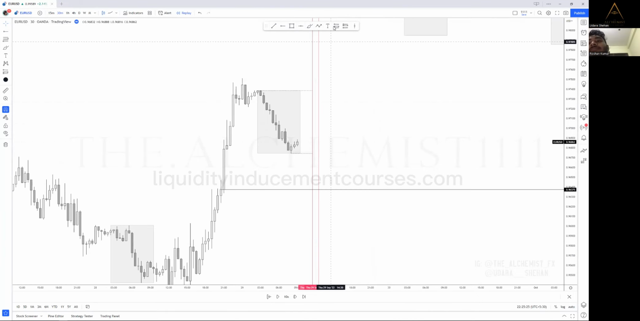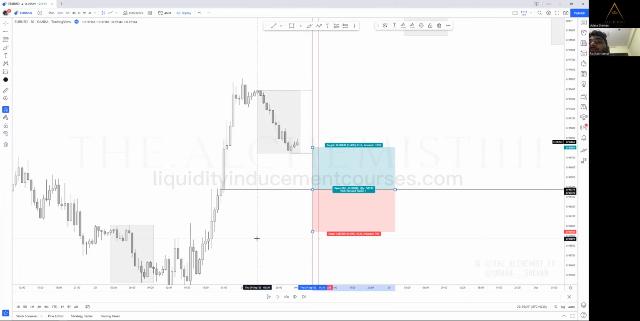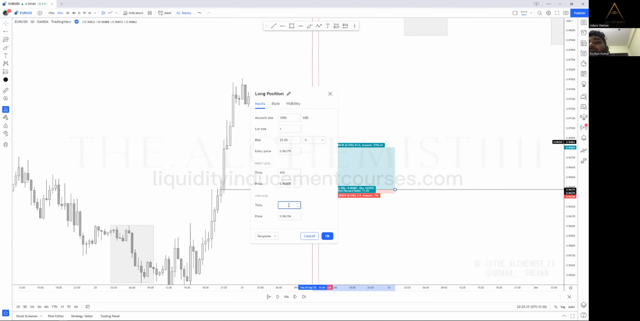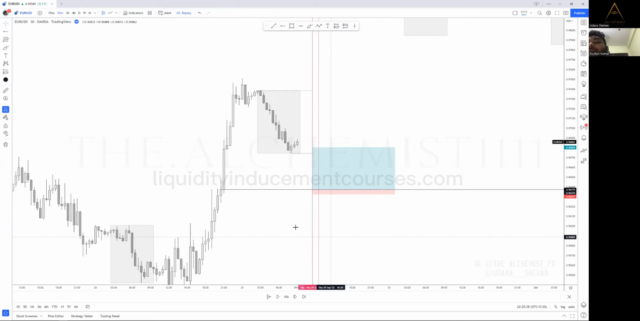Then we expect price to get here. Stop loss can go where? Below the rejection block, around 4 pips. I had like 4.8 pips with spreads. And where do we target? Asian high. Can you understand the setup? Okay, so what happens?